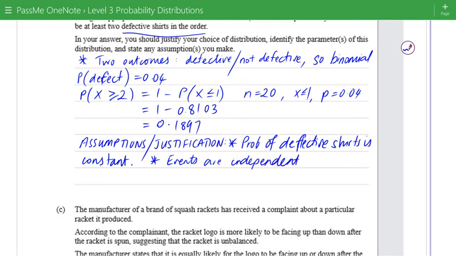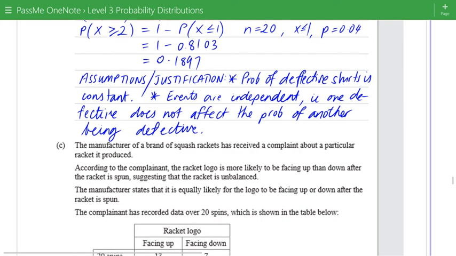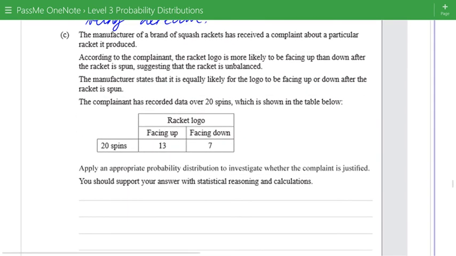So in this case, that means that one shirt being defective does not affect the probability of another one. Okay, and that's that question. Now I think we might just crack on and go into C straight away.